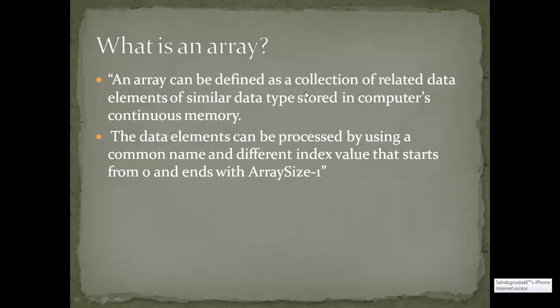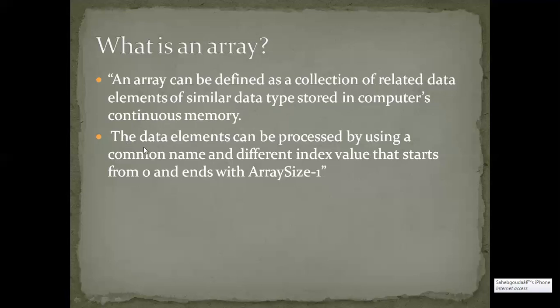Here, this is a collection of related data elements. Data elements have to be related. If you're talking about students, then student data has to be there. If you're talking about employees, then employee data has to be there. And similar data type: the data type concept we have already gone through, like integer, floating point, character, double. So it should be a similar data type. Finally, we are going to store it in a computer's continuous memory. This is how we can define the array.